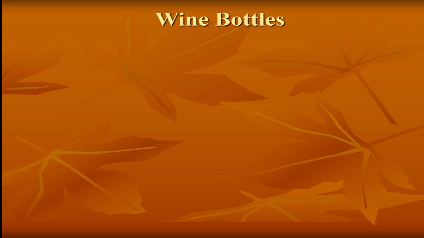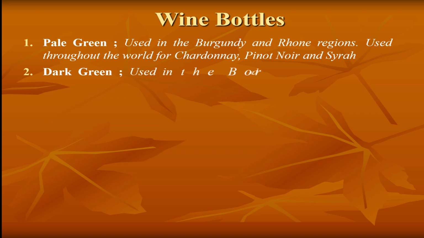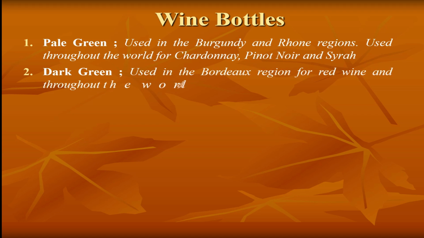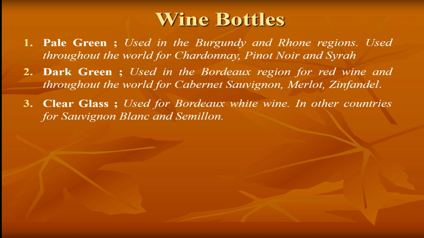Wine bottles. Pale green. Used in the Burgundy and Rhone regions. Used throughout the world for Chardonnay, Pinot Noir and Syrah. Dark green. Used in the Bordeaux region for red wine and throughout the world for Cabernet Sauvignon, Merlot, Zinfandel. Clear glass. Used for Bordeaux white wine. In other countries for Sauvignon Blanc and Semillon.